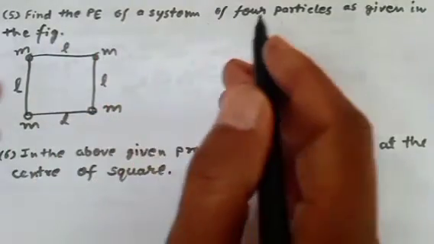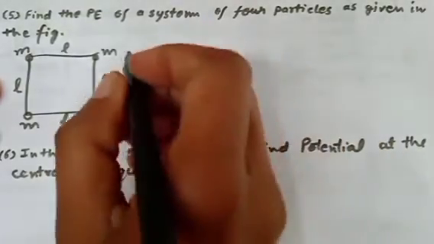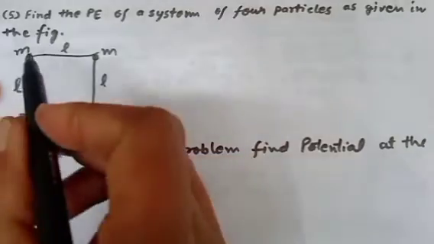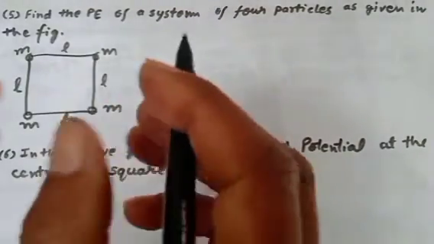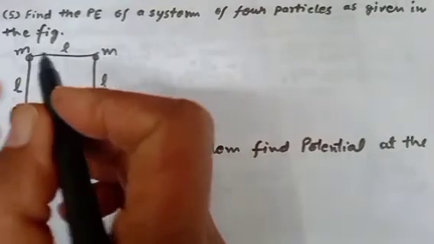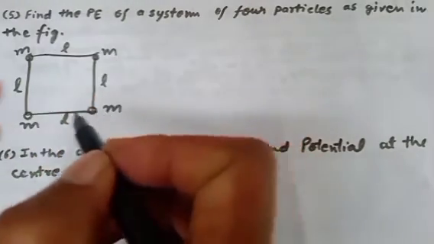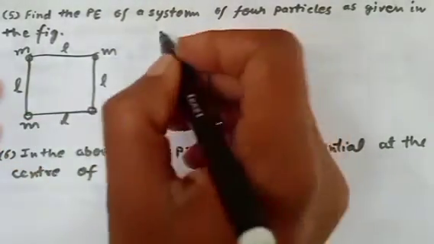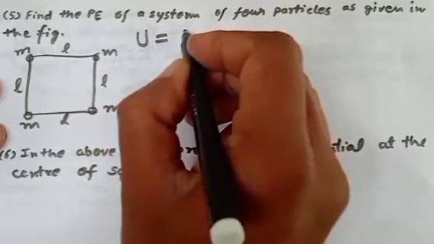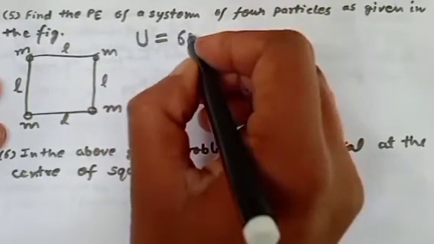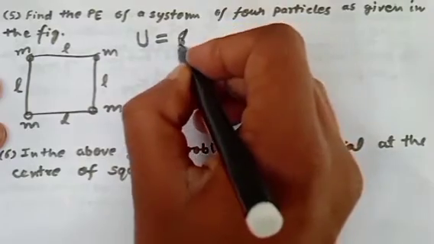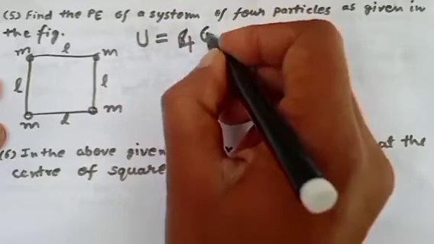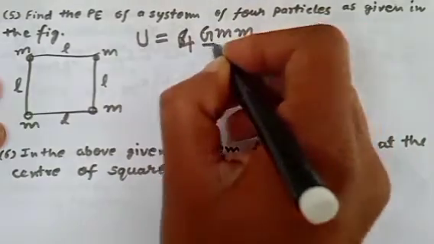The potential energy of a system of 4 particles is given. Okay, so there is first system, second system, third system, fourth system, fifth system, sixth system. So there are 6 systems. Potential energy of these two, these two, these two, these two, and then these two, these two. So total potential energy will be equal to 6 times, sorry, 4 times these things, G m m upon r.